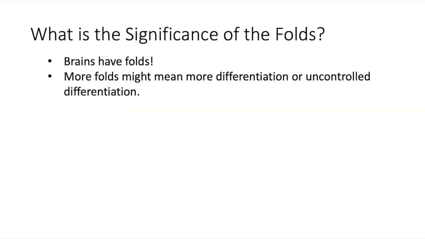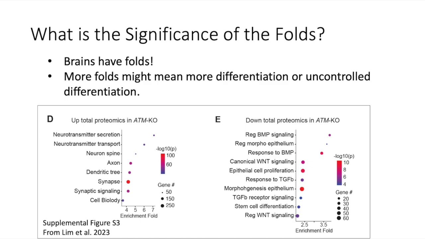So what is the significance of folds? Well, brains have folds, and therefore these organoids are embryonic brains, and more folds might mean either more differentiation or uncontrolled differentiation. Indeed, if you look at the data in the paper, they did proteomic analysis of these knockout organoids and found that the proteins that were enriched, the theme was neuronal differentiation and maturation, as in proteins that were needed for neurons to become mature and reach out and contact each other, suggesting more differentiation towards the neuronal end of things.